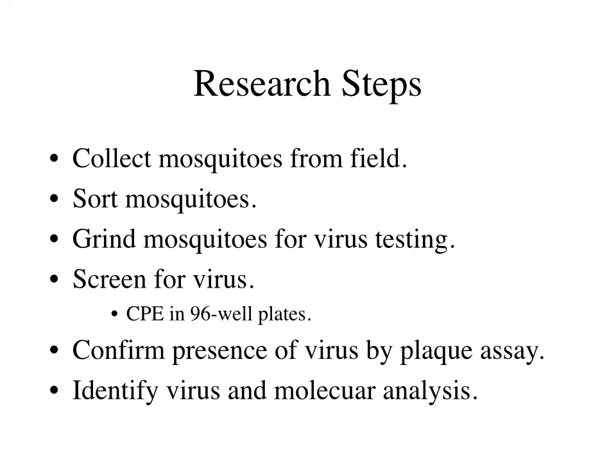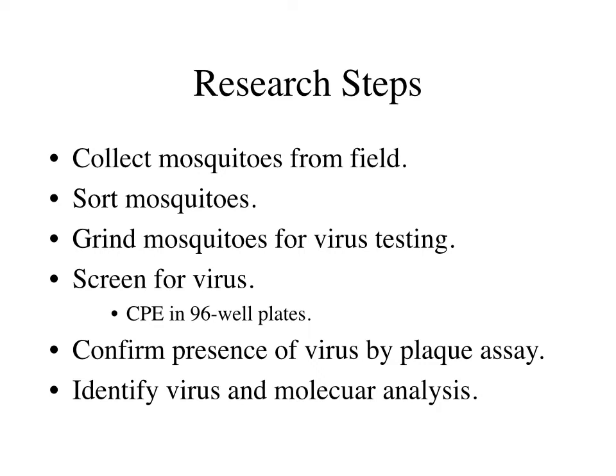Okay, so next thing we do, once we've got the mosquitoes separated into pools and all that, we want to move on to do testing for virus. So the next step is grinding the mosquitoes for virus testing. And here you can see in these tubes, those little shiny things at the bottom of the tubes are BBs. So we put cell culture medium and BBs in the tubes with the mosquitoes and just hold them on a vortex mixer so that the mosquitoes become completely, essentially disintegrated.